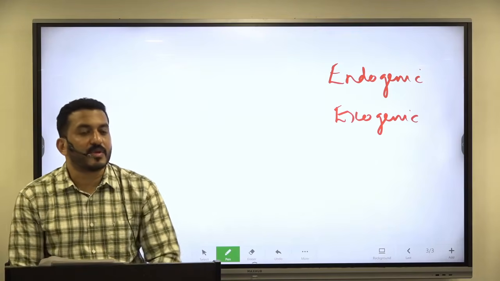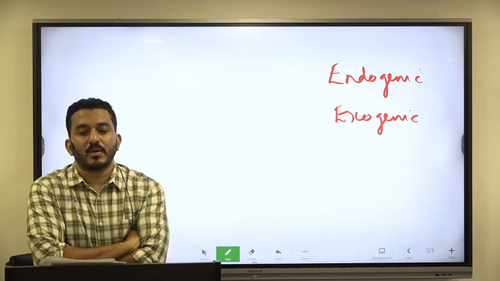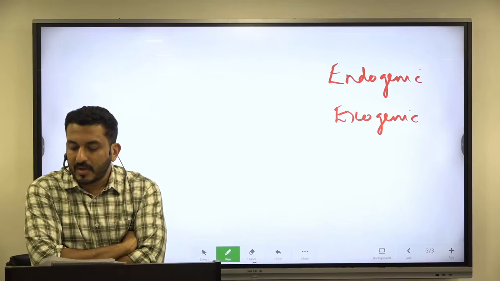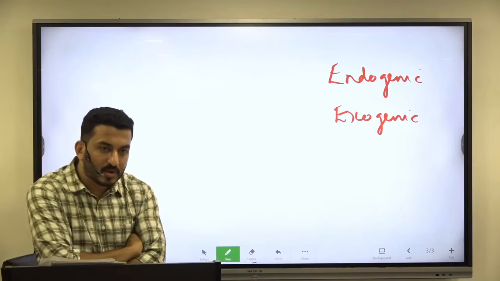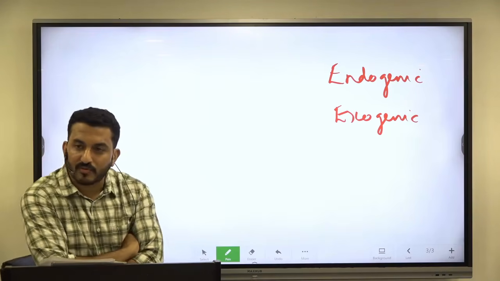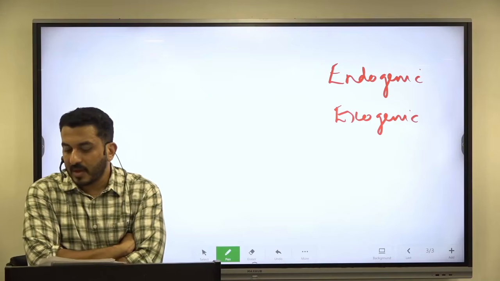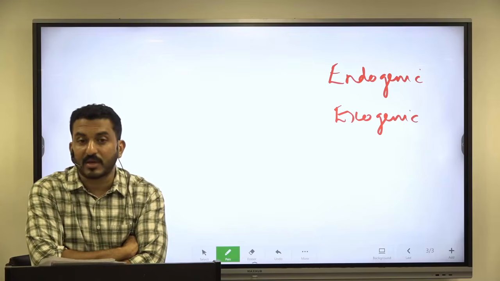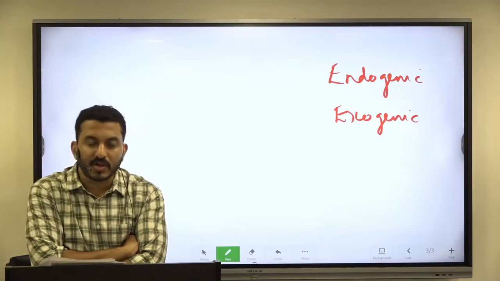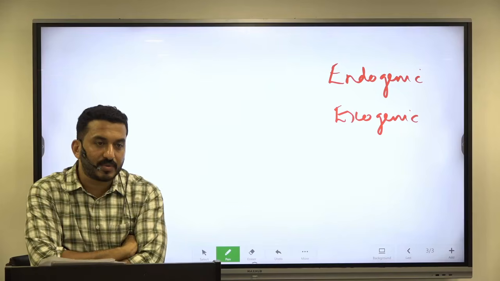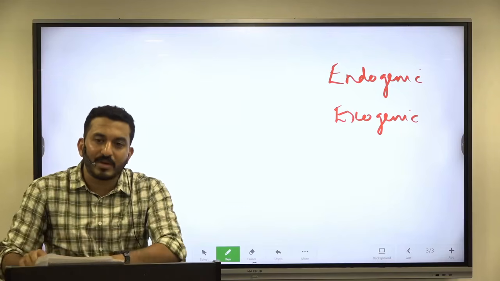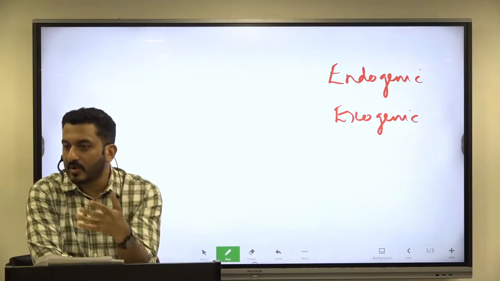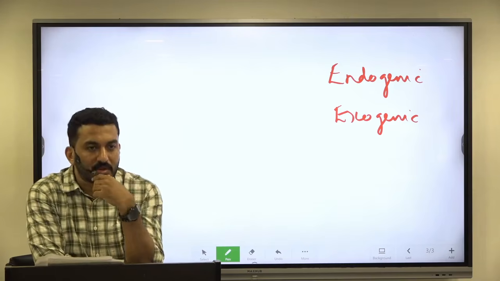So landscape, which is the visible feature of an area of land, is actually formed due to what? Due to two important forces, endogenic force and exogenic force. And these forces are constantly shaping the landscape. So that means it is not a one-time event. The process is still going on. It is an ongoing process.